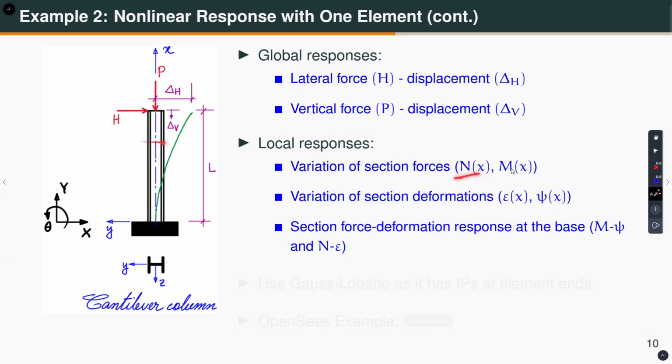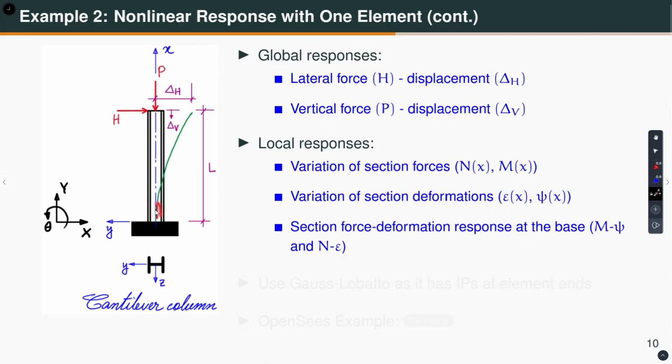We will look at the axial force and bending moment at different sections along the length of the element, and then we will also study the variation of section deformation, that is axial strain and curvature, at different sections along the length of the element. We will also study the force deformation response, that means moment versus curvature at the base and axial force versus axial strain at the base, because this is a cantilever which is going to deflect like that, and the plastic hinge is going to form here, where the plasticity will distribute.